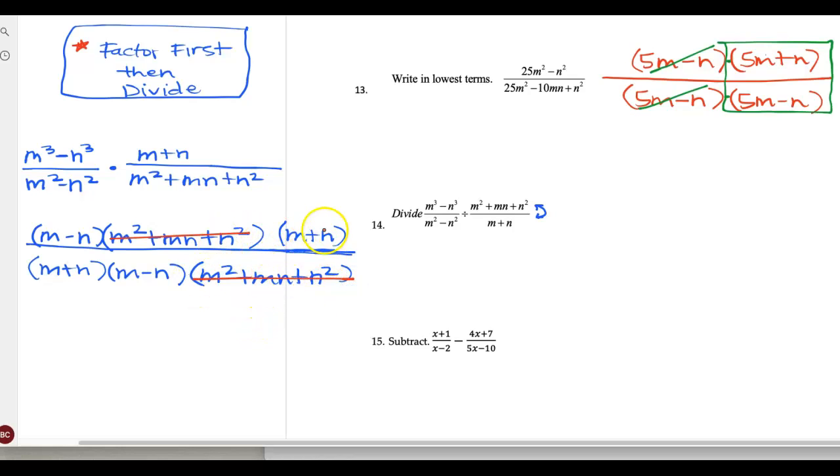All right, the other thing that I can see that will divide out is this m plus n divided by that m plus n. And then this m minus n will divide out with that one. So what is it that I'm left with?